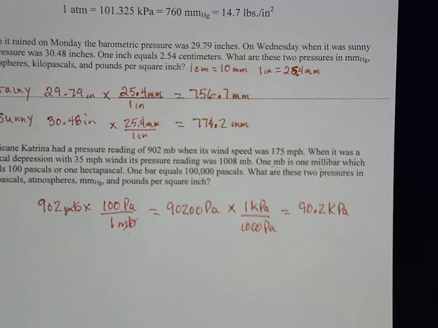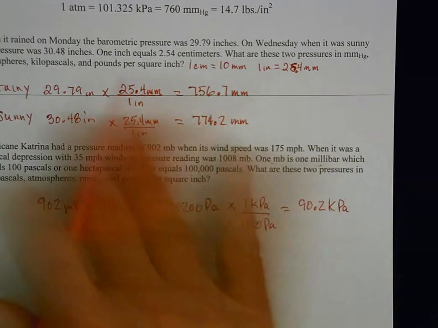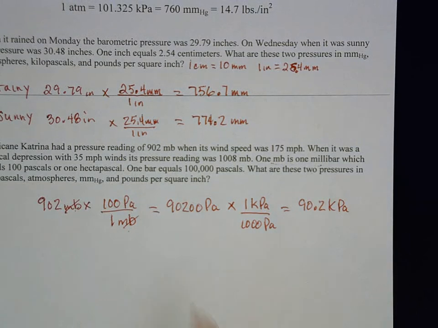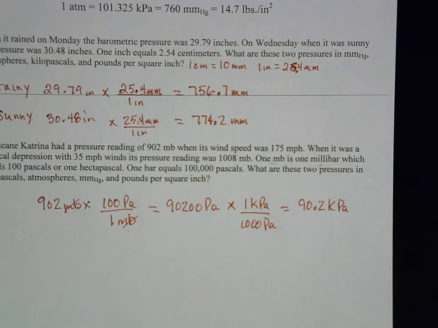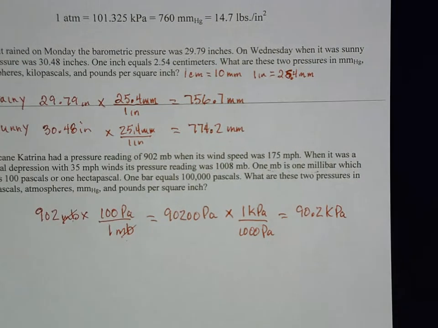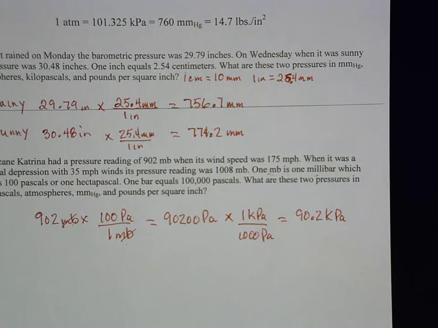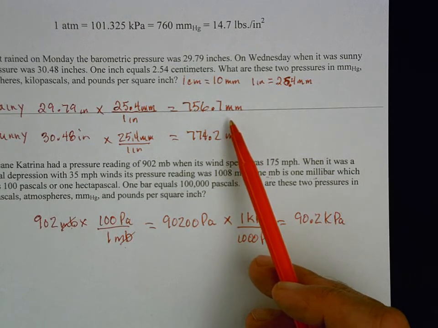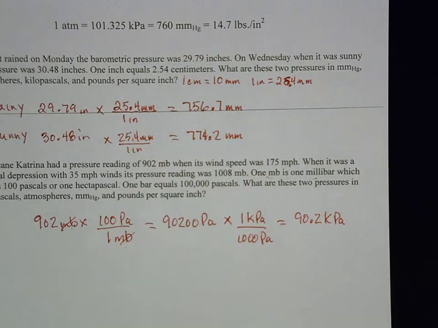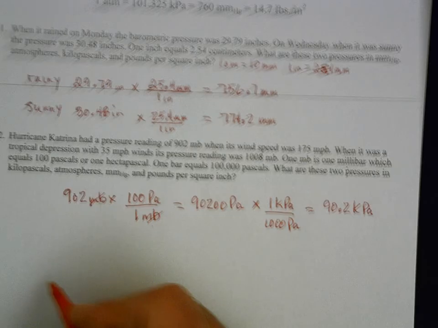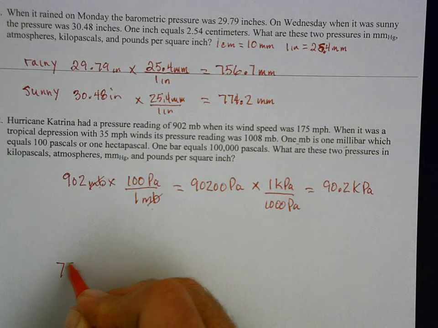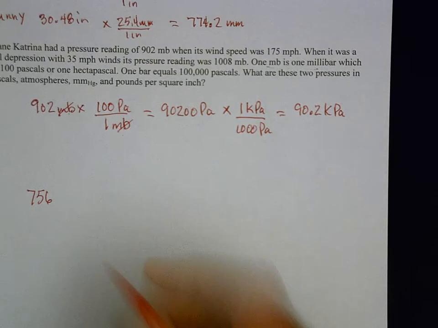So now, you don't really have a lot of room up here. You do have down here, but you can, of course, do this on a separate piece of paper as well. But let's go back to the first example where we started in inches. Now we have it in millimeters. Well, what if we want to go to kPa? Well, the way we would do that is, let's start off with the lower one.